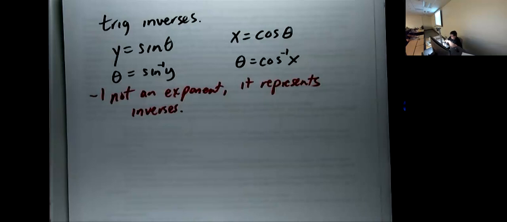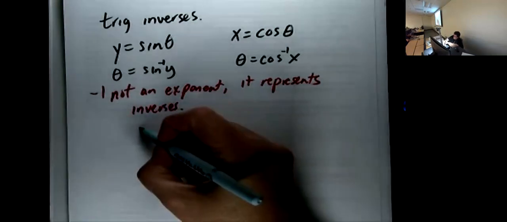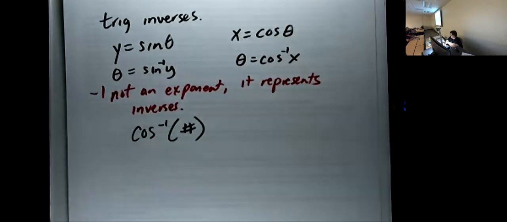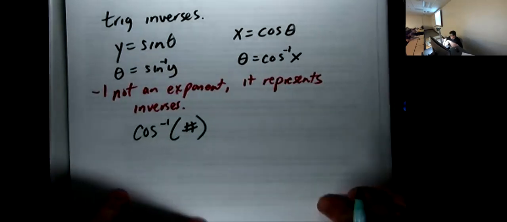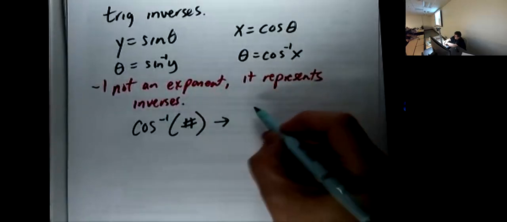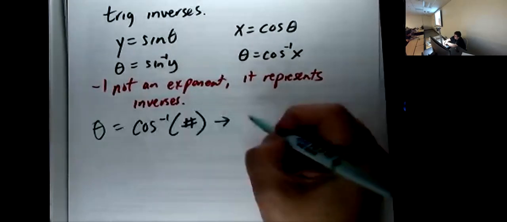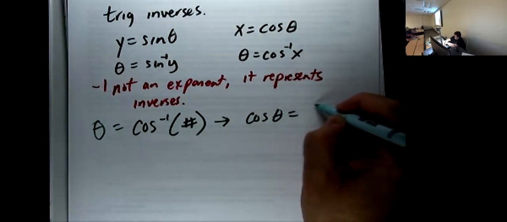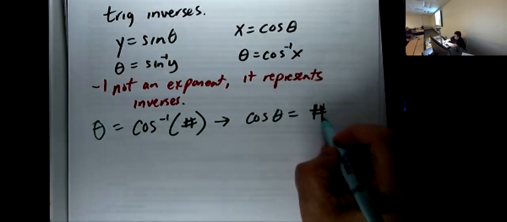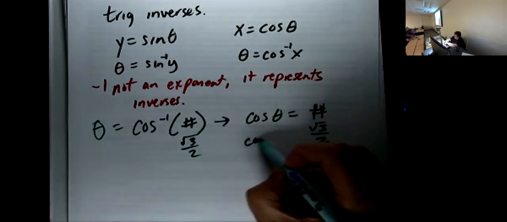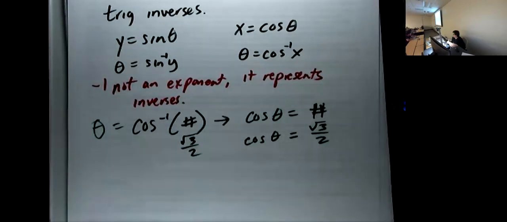Where we're going with this is, if you see cosine inverse of a number like we're going to have right here, √3/2, what this is really asking you is, this is theta. So the equivalent of saying cosine theta equals that number. And that's an easier way to remember it. So when we do √3/2, we're really asking, what angles does cosine theta equal √3/2?